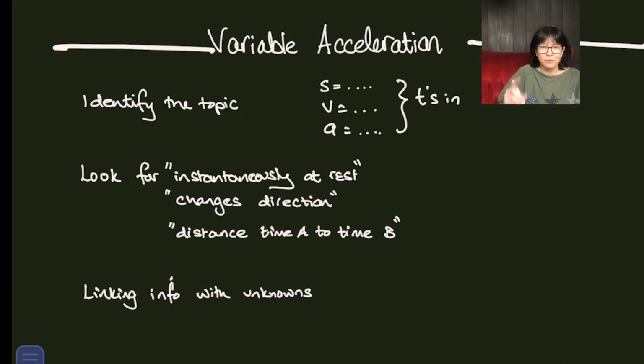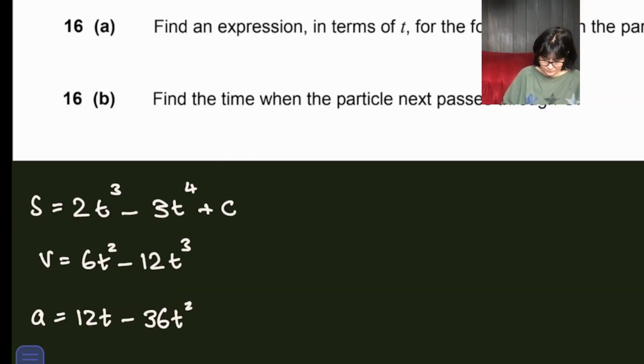So we're going to go through the questions that I've picked out and see how we can highlight that it's a variable acceleration question. And then I want you to look out for 3 things. One of them is instantaneously at rest. One of them is changes direction, and then another one is the distance between 2 known times. Okay, distance between 2 known times. Instantaneously at rest or changes direction, distance between 2 times.